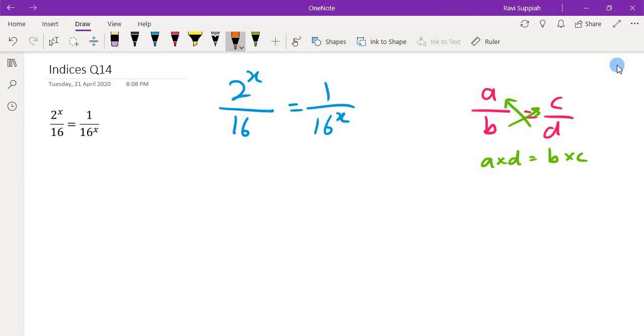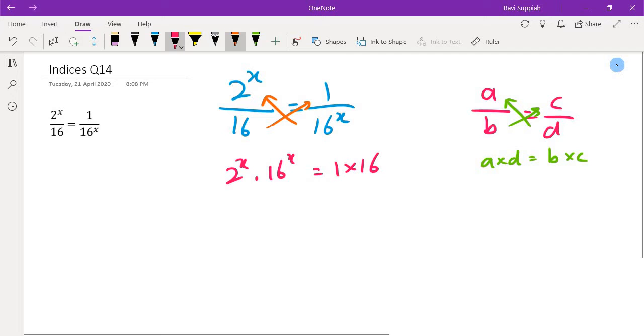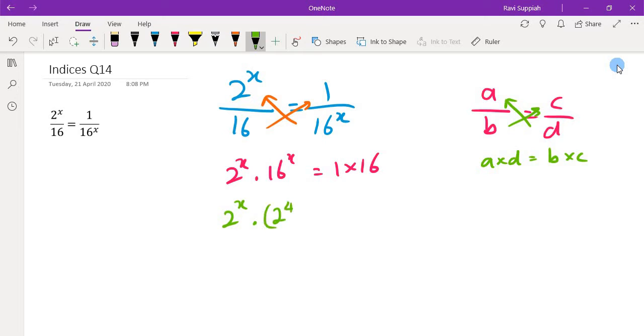So we have a similar situation here, so I can do a cross multiply. So what I will have is 2^x multiplied by 16^x equals 1 times 16. Alright, now 16 we know is 2^4, correct? So that is what we can do next. So we can say 2^x multiplied by (2^4)^x equals 16, and 16 is also 2^4.